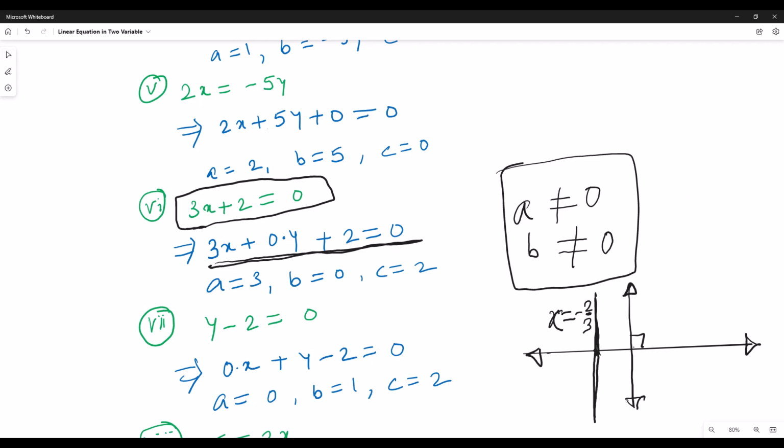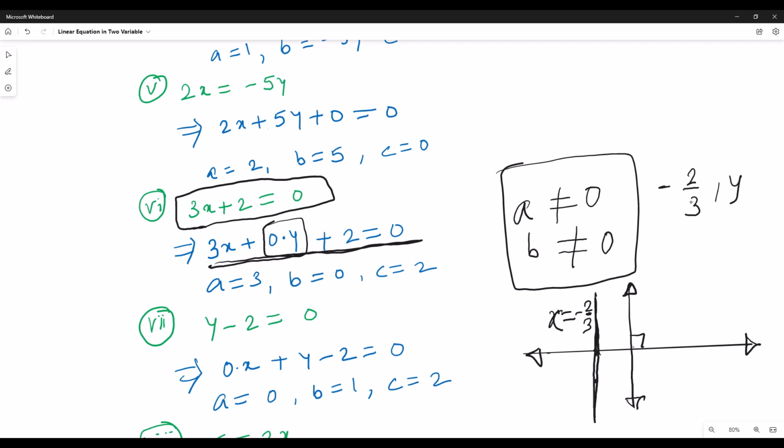So on this line, for all x equals minus 2 by 3, x is minus 2 by 3, but the value of y is changing. So the value of y can be anything, but x has to be minus 2 by 3. Then this equation is true. For any y, if you put y here, this becomes 0. So x has to be minus 2 by 3, then this equation is valid.